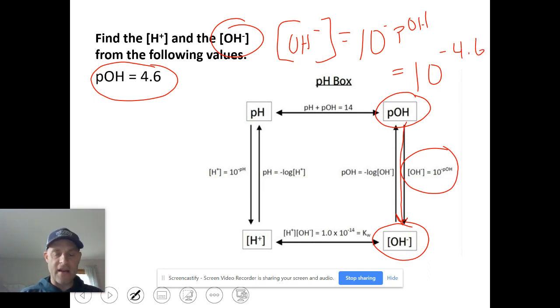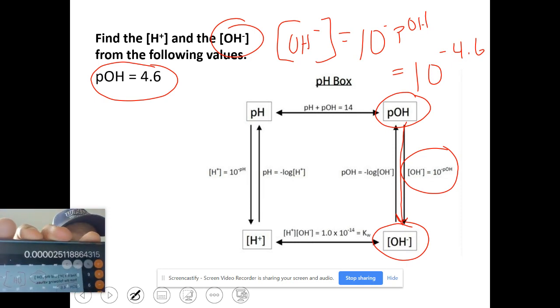Same thing. I get on my fancy calculator, and I go, 10 to the negative 4.6. I don't understand, sometimes it does not work. Got fat fingers. 4.6. There. I had to hit it a couple times before it worked. But here it goes.